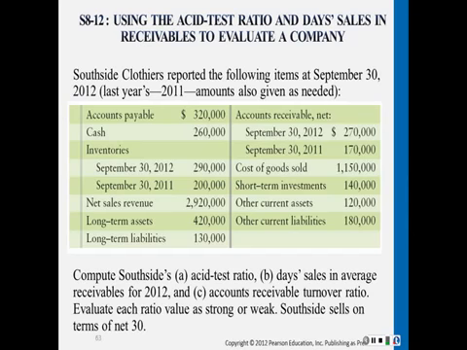This exercise addresses using the acid test ratio and days sales in receivables to evaluate a company. Southside Clothiers reported the following items at September 30th. Compute Southside's acid test ratio, days sales in average receivables for 2012, and accounts receivable turnover ratio. Evaluate each ratio value as strong or weak. Southside sells on terms of net 30.